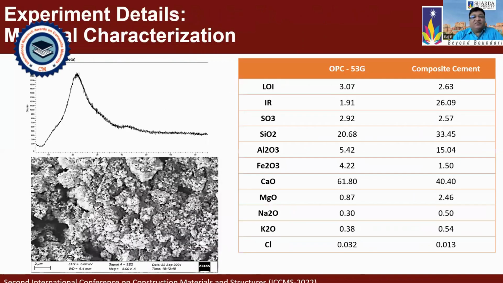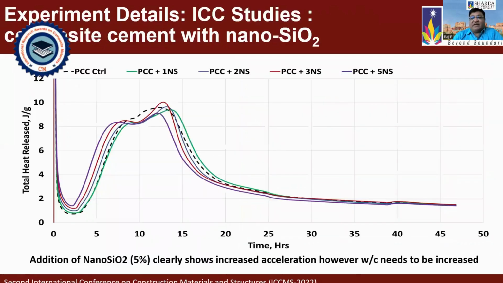Here we are using nanosilica, which has almost 20 nanometer particle size and is very amorphous silica. The two types of cement we are comparing here are OPC and composite cement, which is a mix of fly ash and slag.